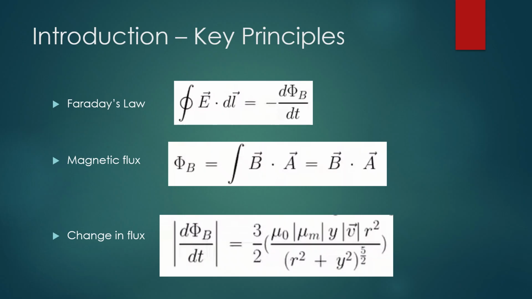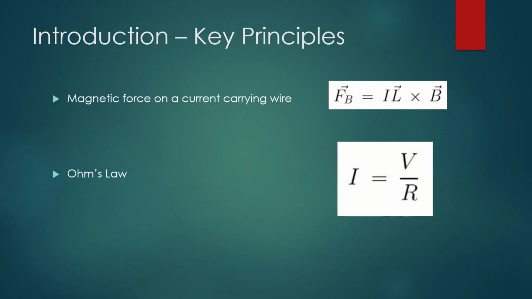Starting off with some key principles, the potential difference is given by the negative change in the magnetic flux with respect to time. Here, the magnetic flux is given by integrating over the entire area A using the dot product between the magnetic field and the area vector. And finally, the change in flux through the tube can be given by the formula at the bottom. Also, the magnetic force on a current carrying wire is given by the current I times L cross B. Ohm's law states that the current is given by dividing the voltage by the resistance.